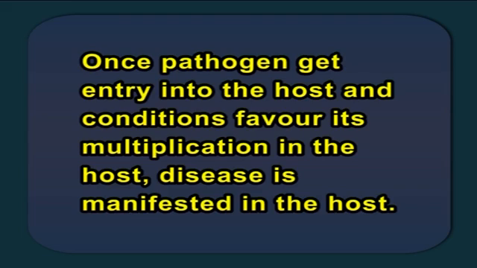Unfavorable conditions or stress factors weaken the insects and make them prone to pathogen infection. Similarly, conducive environmental conditions may favor the easy multiplication and pathogen build up in the rearing environment. Once pathogen gets entry into the host and conditions favor its multiplication in the host, disease is manifested in the host. For better understanding, the topic is being explained into different subheadings and they are: 1.